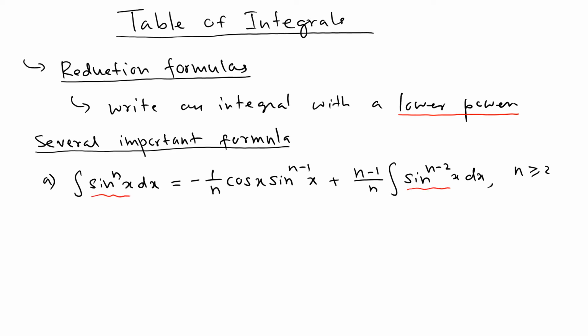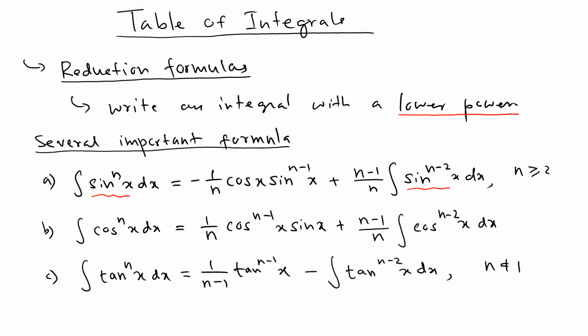So that means if you want to find sine^8, you need to evaluate sine^6. To get sine^6, you can evaluate sine^4. For sine^4, you evaluate sine^2. And for sine^2, it's simply sine^0, which is the constant one. So that's how we use the formula. I'm going to give you a few more formulas like this.